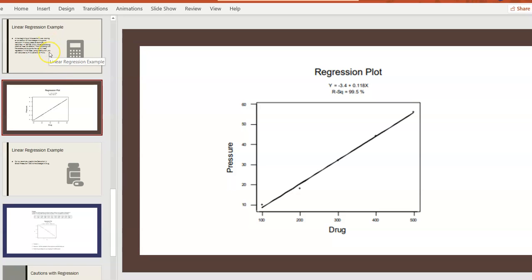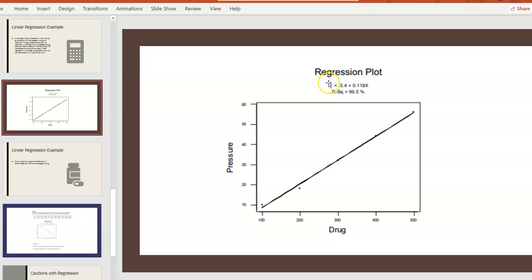All right, now in your homework, in your lab, you're going to learn how to get the b sub one and the b sub zero that go into your linear regression formula. We are not going to do that by hand. It's a long, very tedious process.